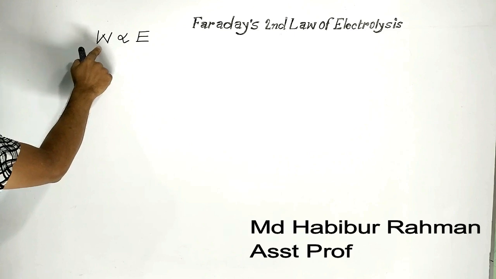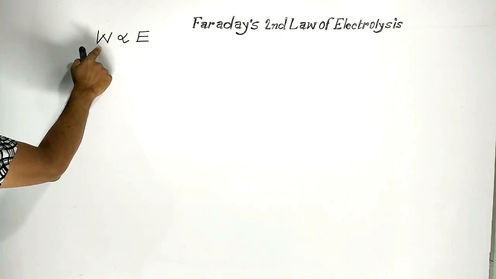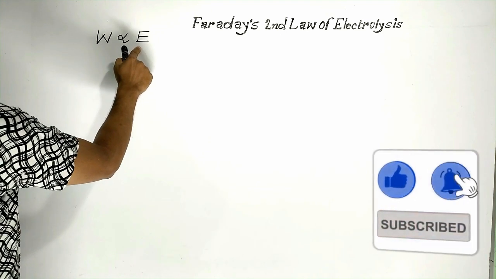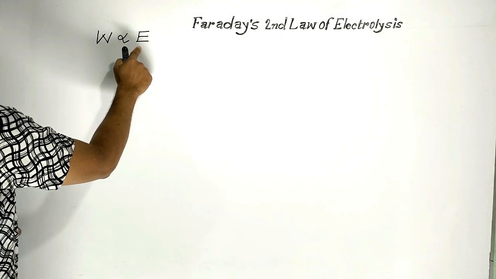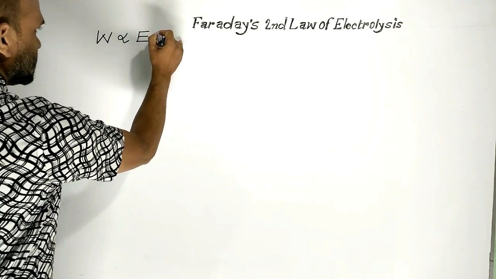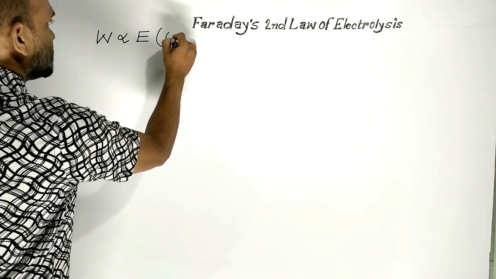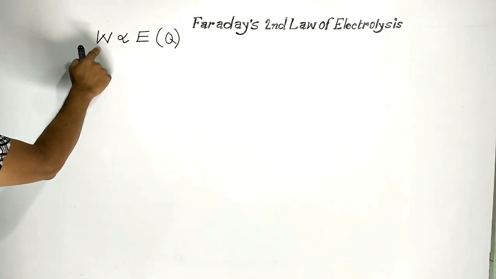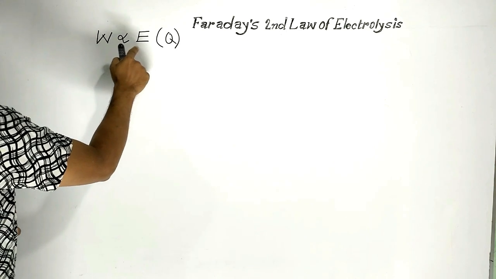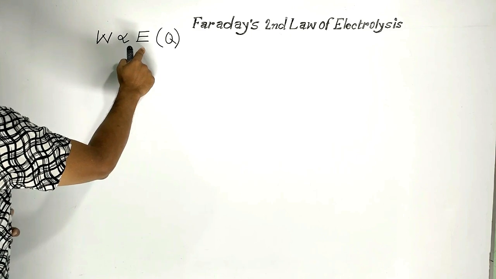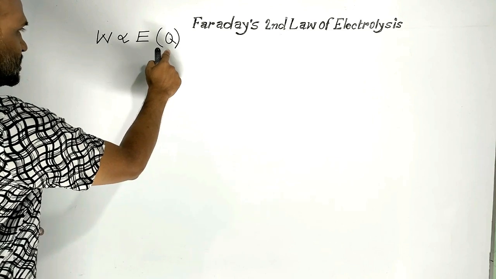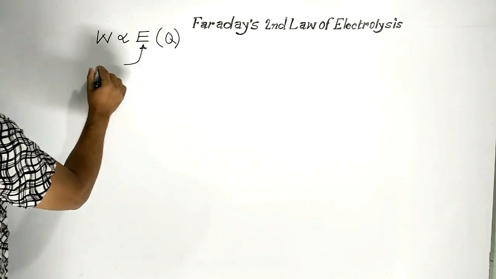Here, the amount of substance dissolved from the anode or deposited at the cathode is directly proportional to the chemical equivalent of the elements when the electricity passed through it is constant. Here, this is the chemical equivalent.